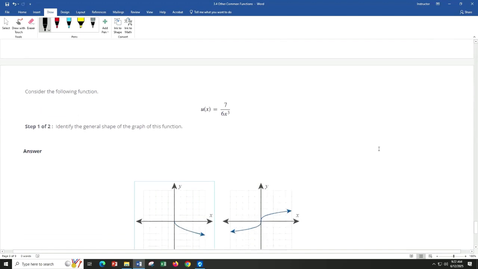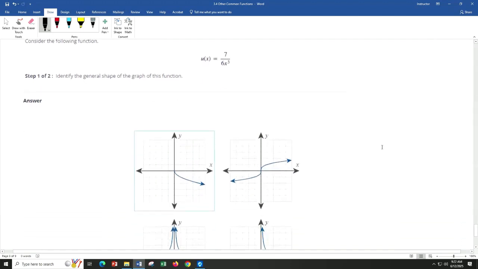How about this one here? What do we have? Identify the general shape. You have u of x is equal to 7 over 6 x to the power of 3. First off, tell me this. What is the base function that we are looking at? A cube. Three.